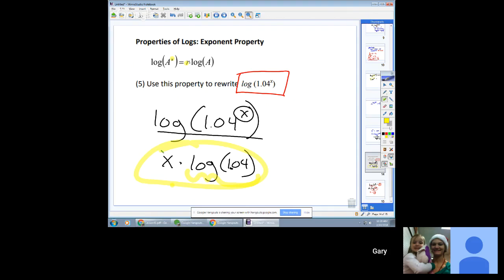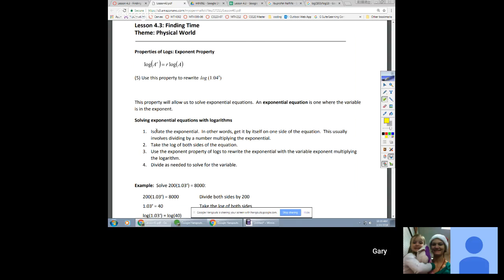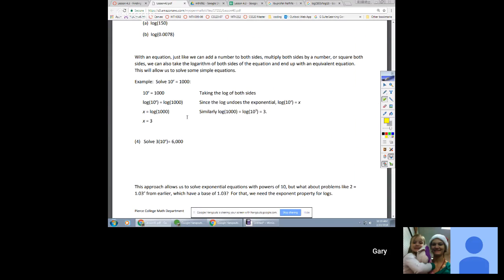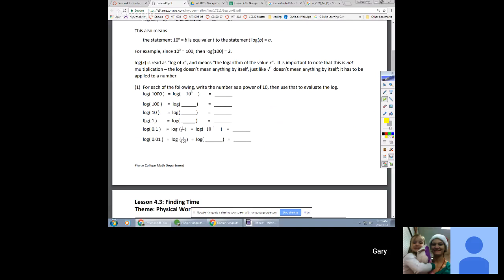Well, it's still log of 1. Log of 1 equals... Oh, okay. That's a good point. So Robert has a question. What's that? It would be 10 to the 0. Yeah, there you go. That's kind of a tricky one. Back here on number 1, they want us to rewrite log of 1. They want us to take the 1 and rewrite it as a power of 10. And the question is, what power would you raise something to get 1 as an answer?